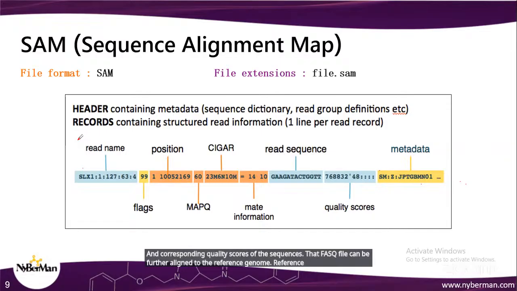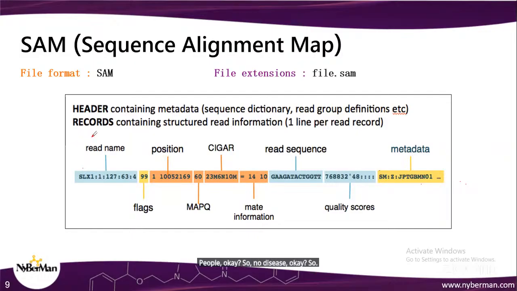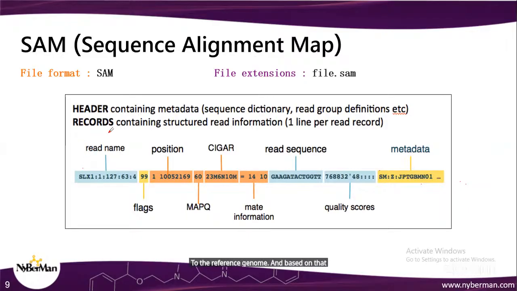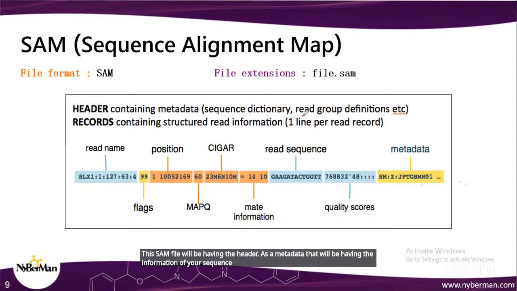Reference genome we call the sequence of the human genome in standard format, where all the genomes are composed from healthy people. Okay, so no disease. So we will try to map or align our sequences, the FASTQ file sequences, to the reference genome, and based on that the SAM file will be generated. This SAM file will have the header as metadata with the information of your sequence and other related information, whatever is relevant for your sequence, so that it can help you understand the sequence.